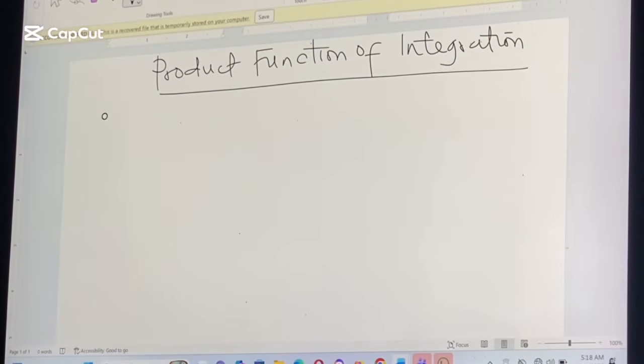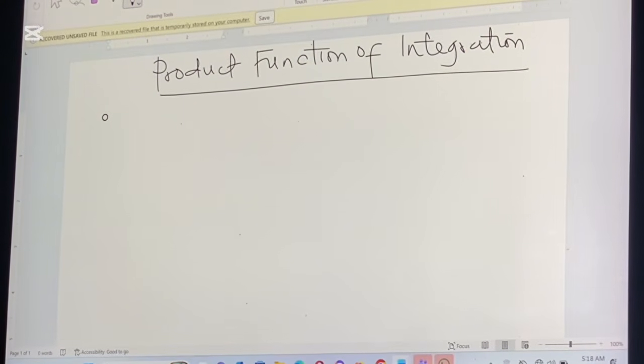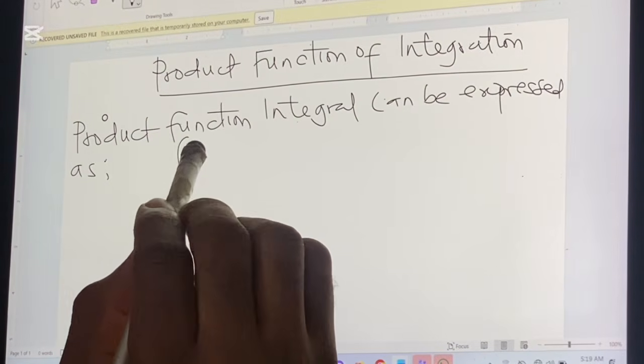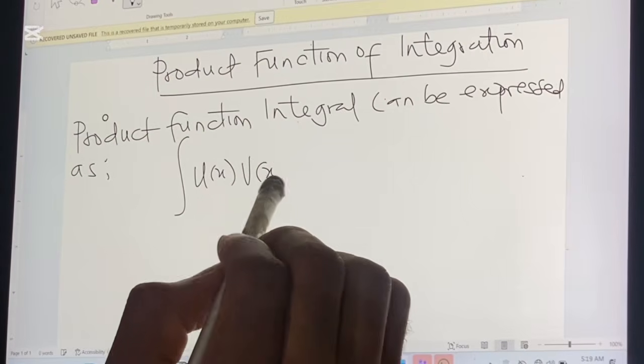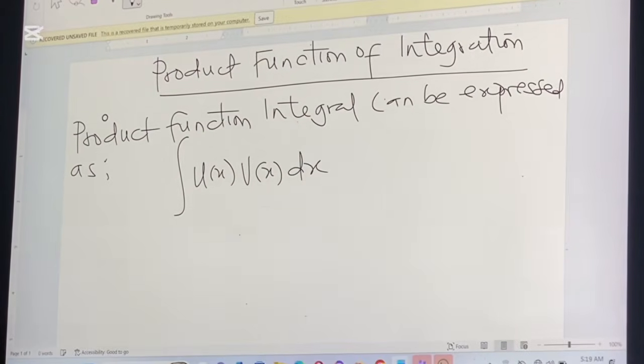In this video, we're going to focus on product functions of integration. But before we solve a question here, let's know how to represent an integral of a product function. Please write: a product function integral can be expressed as the integral of u of s, v of s, ds.